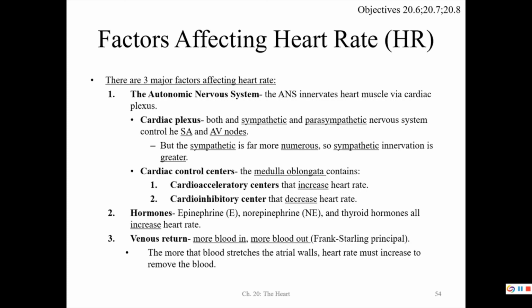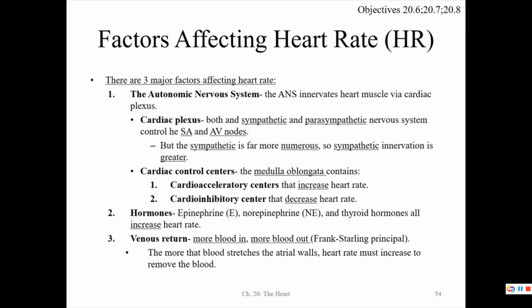Okay, so that would be your gas pedal. Cardio inhibitory centers, that's your brakes. It's going to slow things down. So cardio acceleratory centers increase the heart rate. Cardio inhibitory centers decrease heart rate.